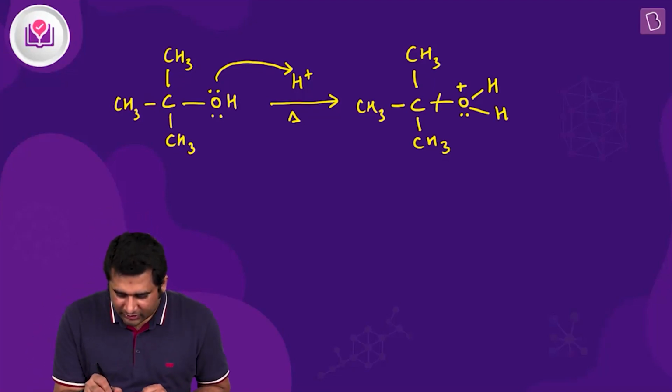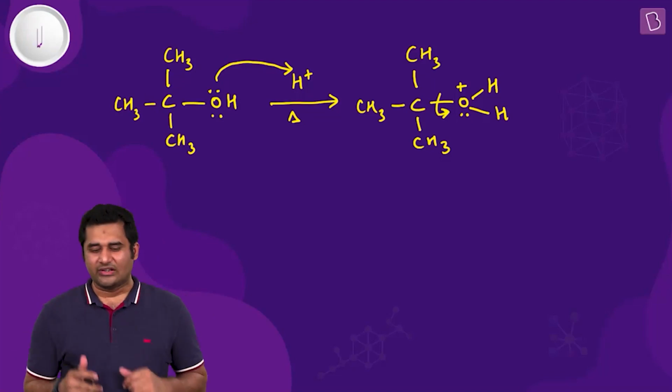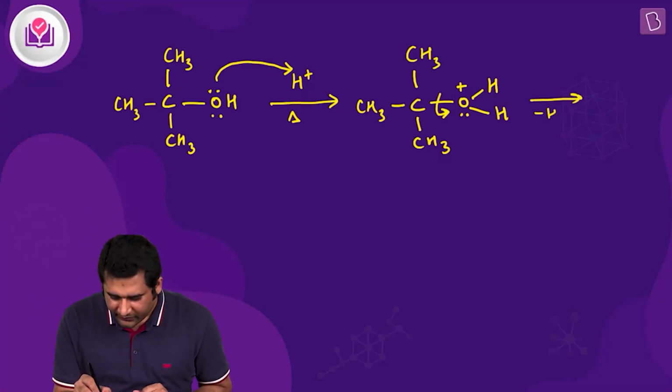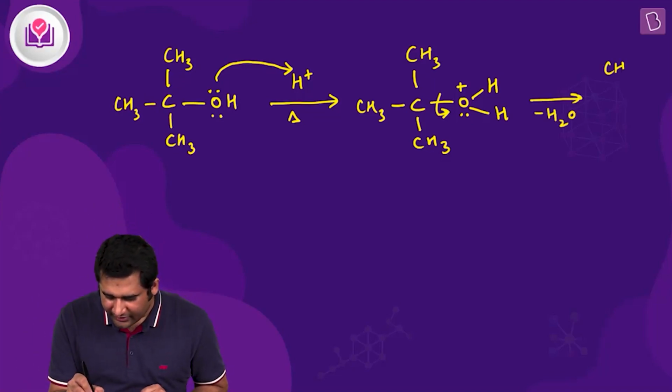So now you can see this protonated alcohol is a very good leaving group. All right. So the bond between C and O will cleave, leading to release of water, and what we will get is a carbocation. So now you can see what we are getting is a carbocation.